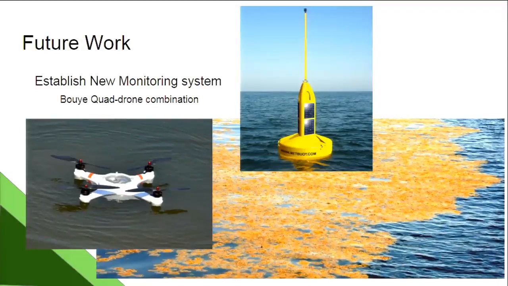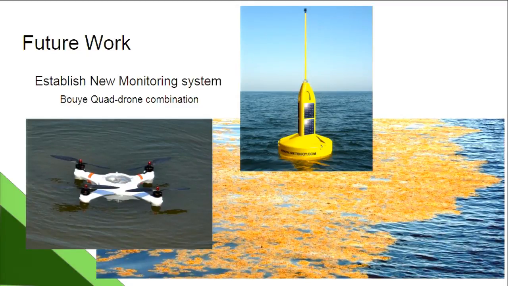So for future work, because of cloud cover being such an obstruction constantly throughout the years in the data flow, we think, well, what can we do to eliminate cloud cover? Well, we should probably go underneath the clouds. And so establishing a new monitoring system would be the goal of my future work, which would be using a buoy and drone system in combination to send the data and also to be a powering station for those drones in those areas to complement satellite imagery as well.